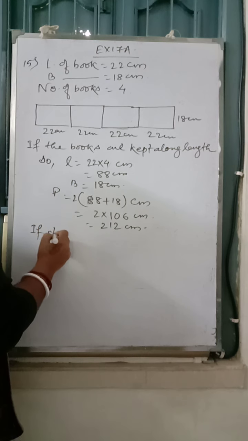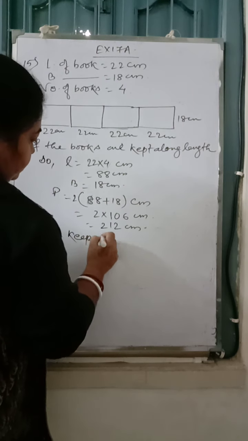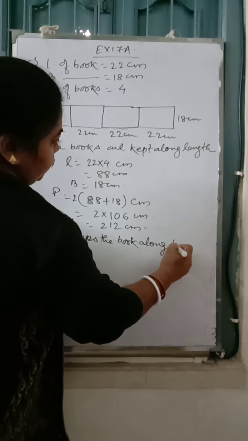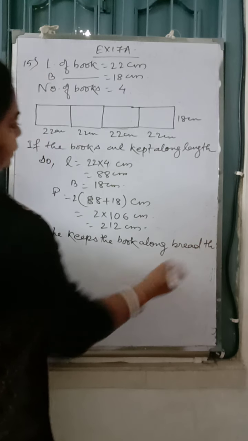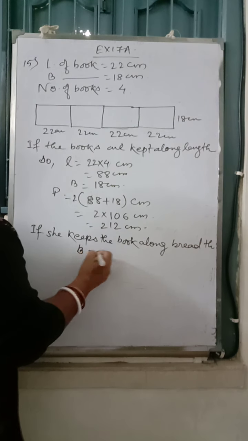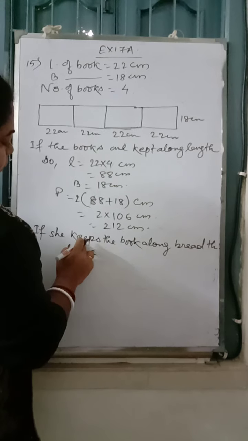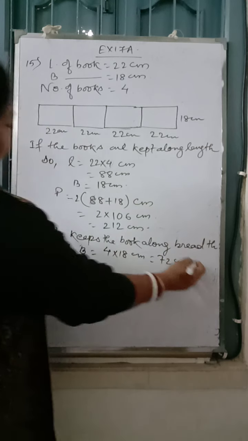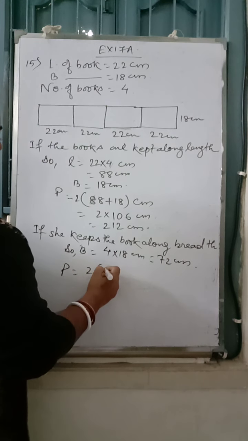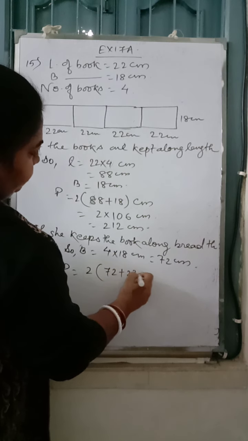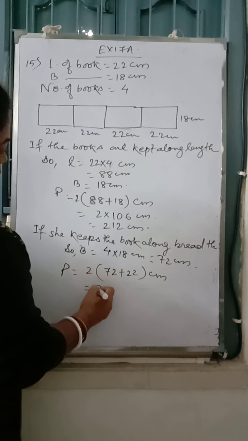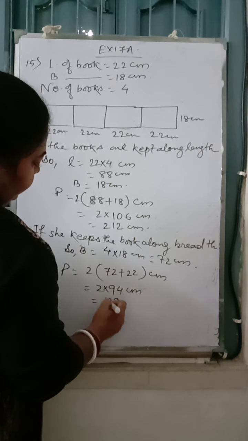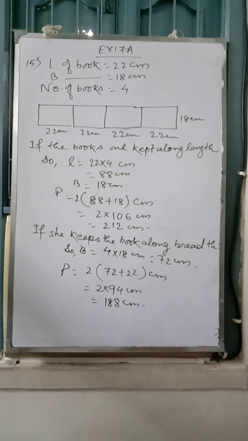If she keeps the books along breadth, so what will be then? Breadth will increase. So the breadth would be 4 into 18 centimeter or 72 centimeter. So the perimeter would be 2 into 72 plus 22 centimeter, 2 into 94 centimeter, 188 centimeter. This is question number 15. Please write it.